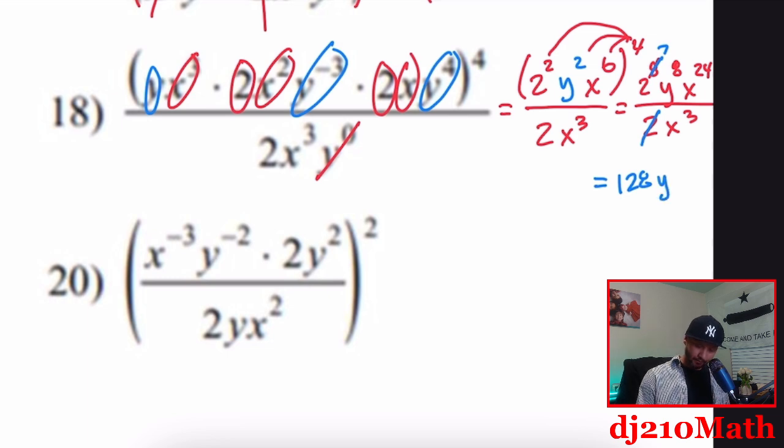Y to the 8. And then there's 3 x's in the bottom, 24 on top. So top minus bottom, 24 minus 3 is 21. So x to the 21. Yeah, that one's good.